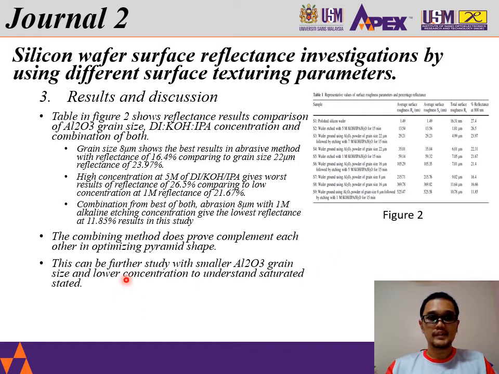But this can be further studied with a smaller aluminum oxide grain. As of now, in this study, it's only up to 8 micrometer, and the concentration is also lowered only up to 1 mole. This can be further evaluated to understand where the saturated state is.